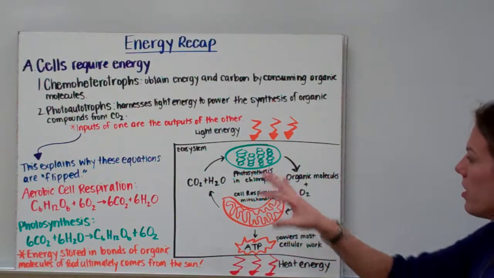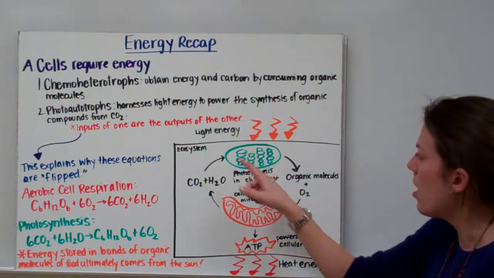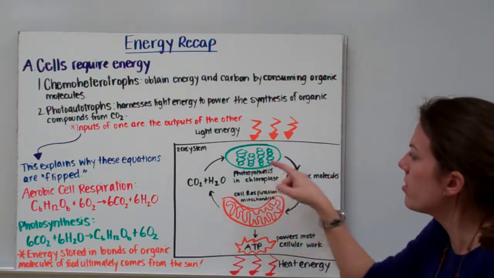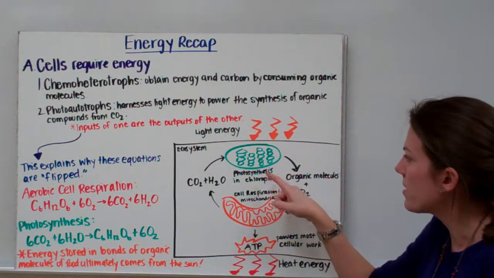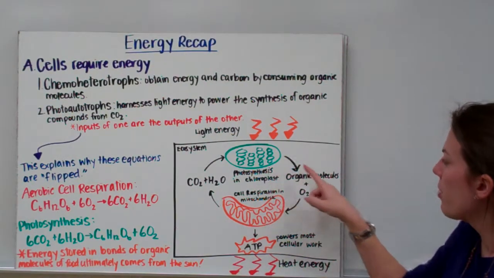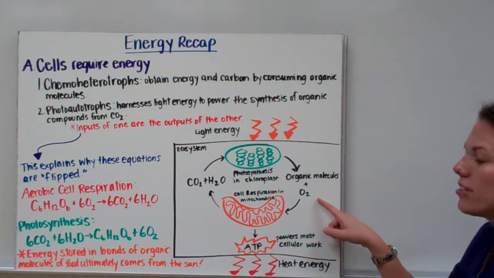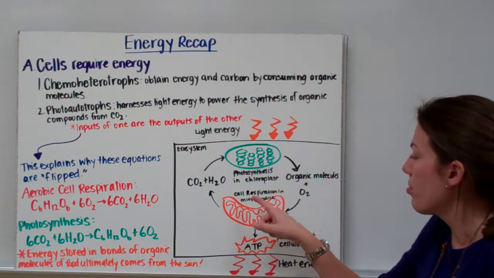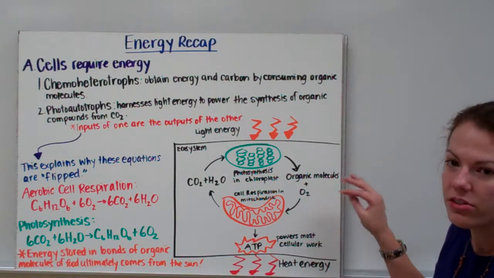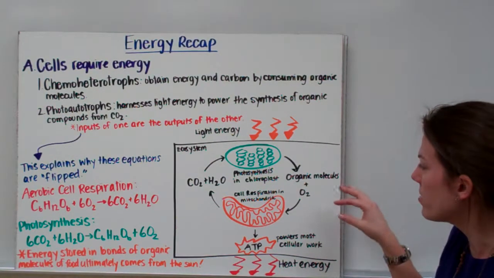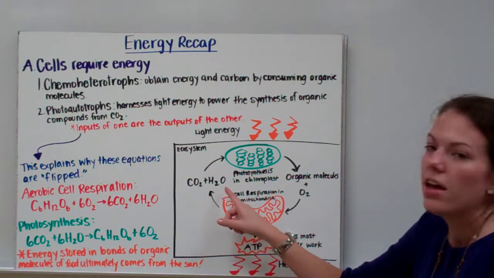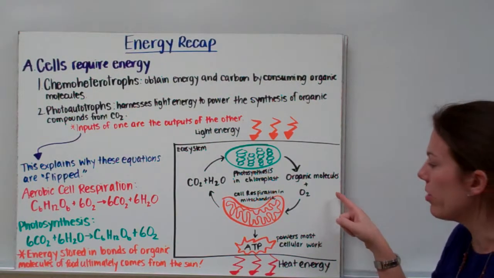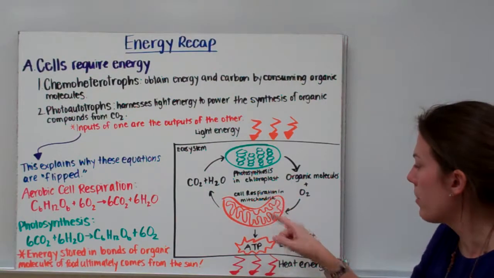If we take a look right here, we have our chloroplasts, and photosynthesis happens in our chloroplasts. So we have light energy that enters our ecosystem. Our chloroplasts capture that light energy and convert it into organic molecules and oxygen gas. Then our mitochondrion, through cell respiration, takes those organic molecules and, in the presence of oxygen, breaks those down into carbon dioxide and water. It also releases energy as it's breaking down those organic molecules. That process is called cell respiration.